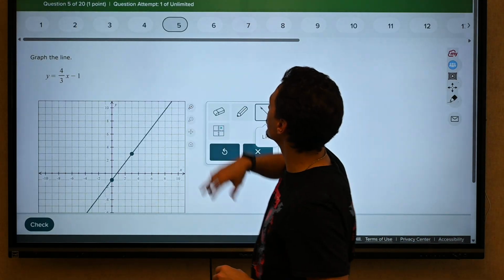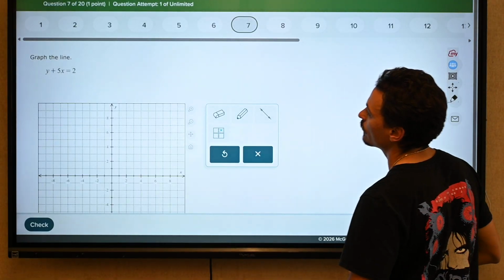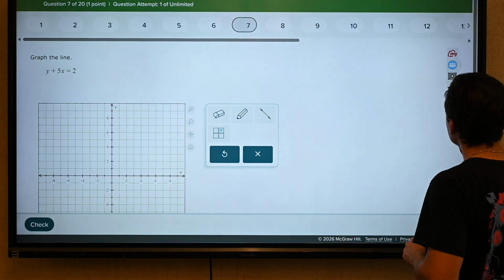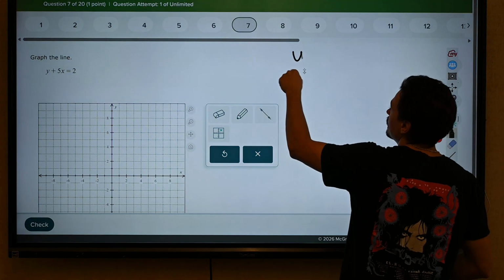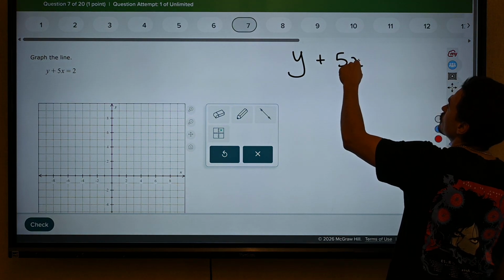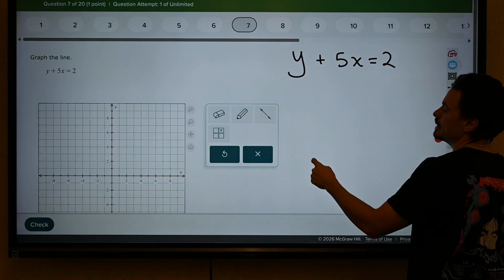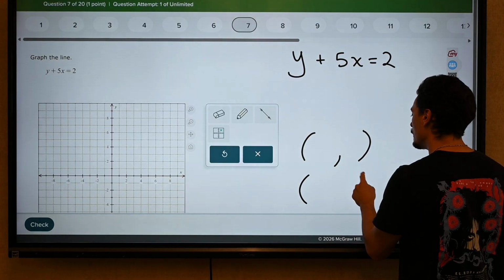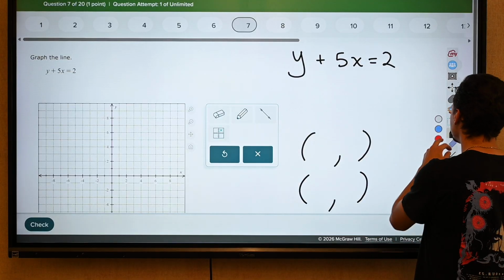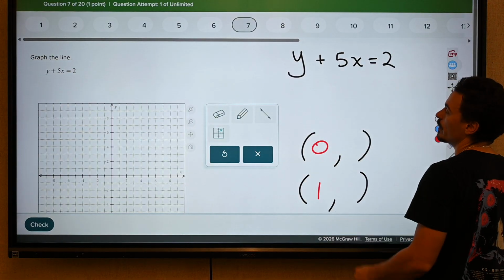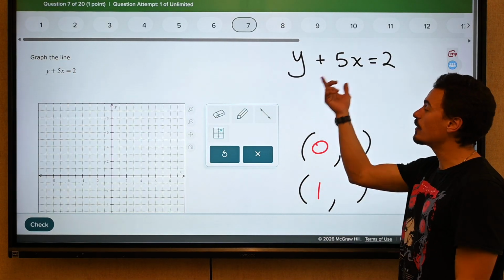All right, number 7. Okay, number 7 is very similar to what we just did. I want to show you how easy this is. You need 2 points to graph a line. I'm going to choose 0 and 1 because there are no fractions.